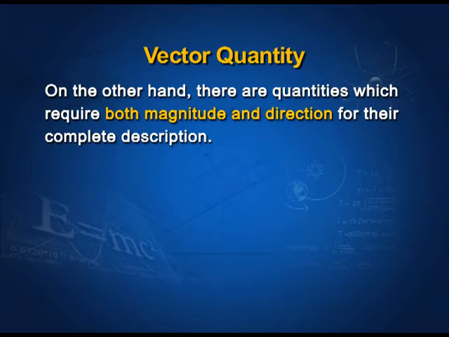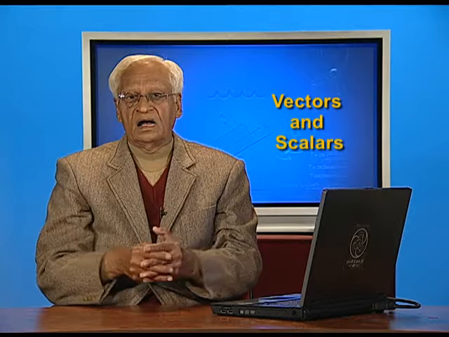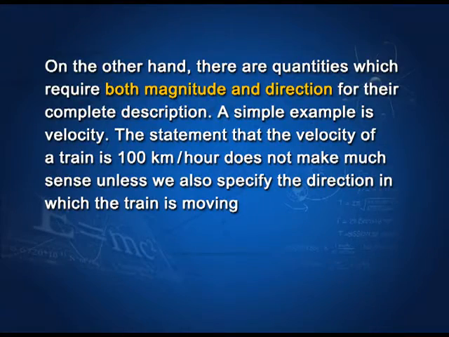On the other hand, there are quantities which require both magnitude and direction for their complete description. A simple example is velocity. The statement that the velocity of a train is 100 kilometers per hour does not make much sense unless we say the direction in which the train is moving.